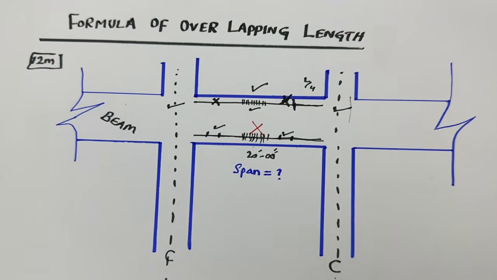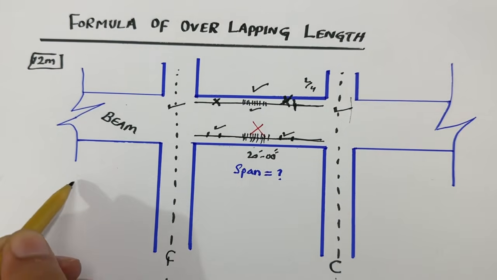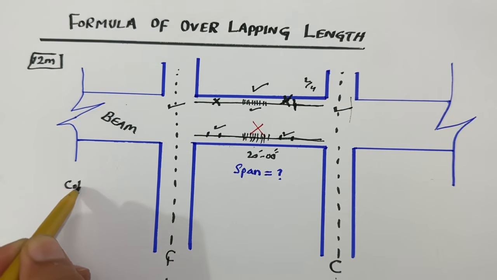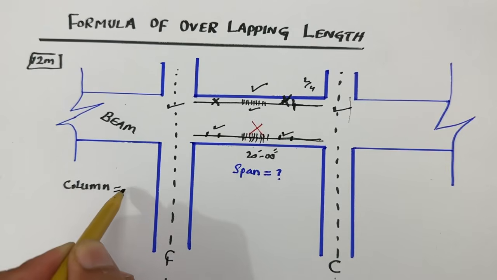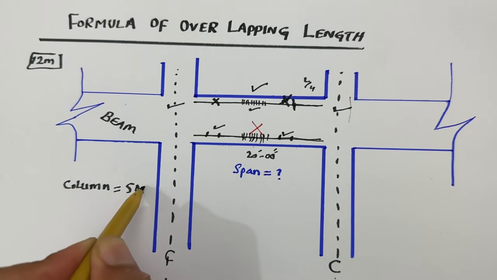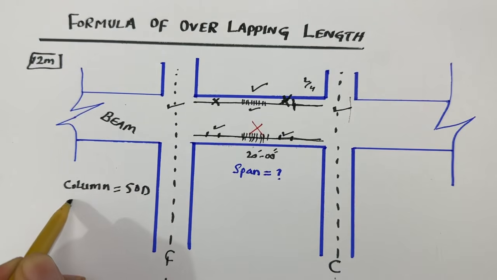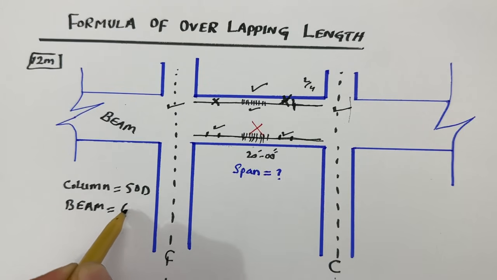Now the question arising in your mind is, what is the formula for the lapping? So remember, for column use 50D, for beam use 60D, where D is the diameter of the steel rod.